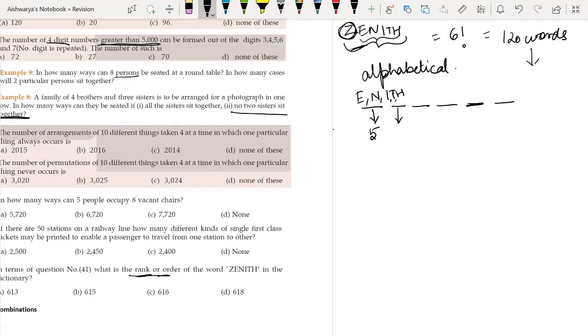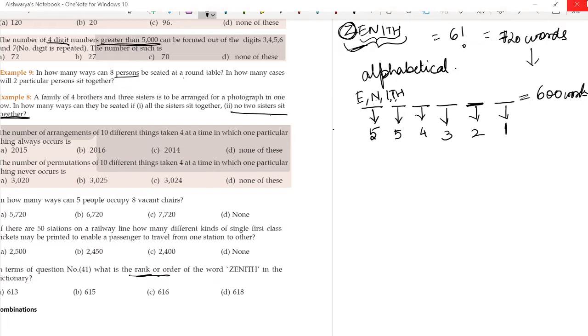So first place I can have 5 options. And then the next place, out of 6, 1 gone, so again 5 is left. Now 4, 3, 2 and 1. So that makes it 5 factorial. 5 factorial into, sorry, not 720, not 120, because 5 factorial is 120. 120 into 5 is 600 words, because you're going to get 600 words here, which are words starting with a letter other than Z. So all these 600 words will come before zenith.